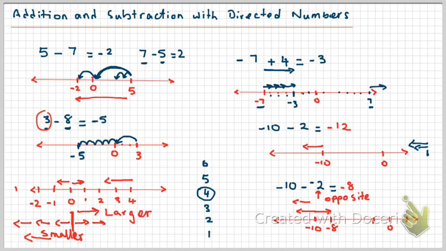I'm going to prove to you that that's correct. I'm going to prove it using a different method. The different method only helps in understanding how this works. You can't really do it every time you're trying to have a go at one of these questions. Okay, so we have negative 10 minus negative 2.